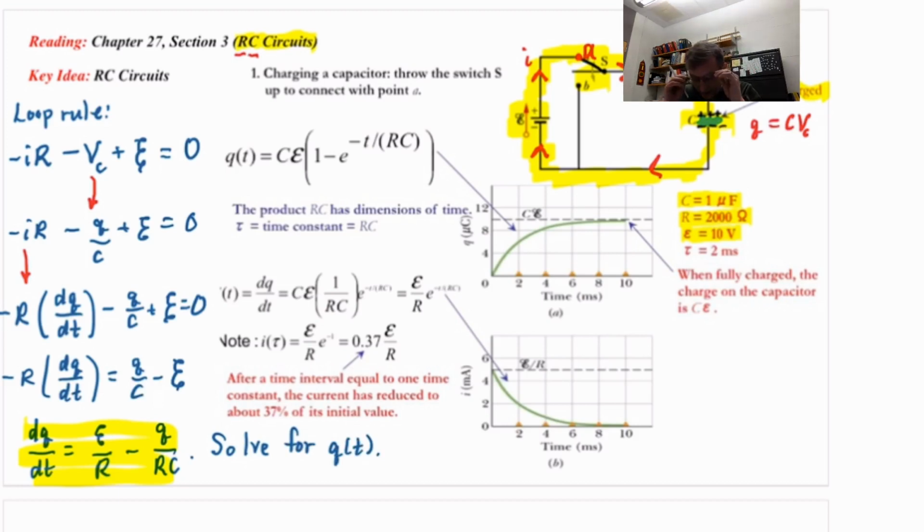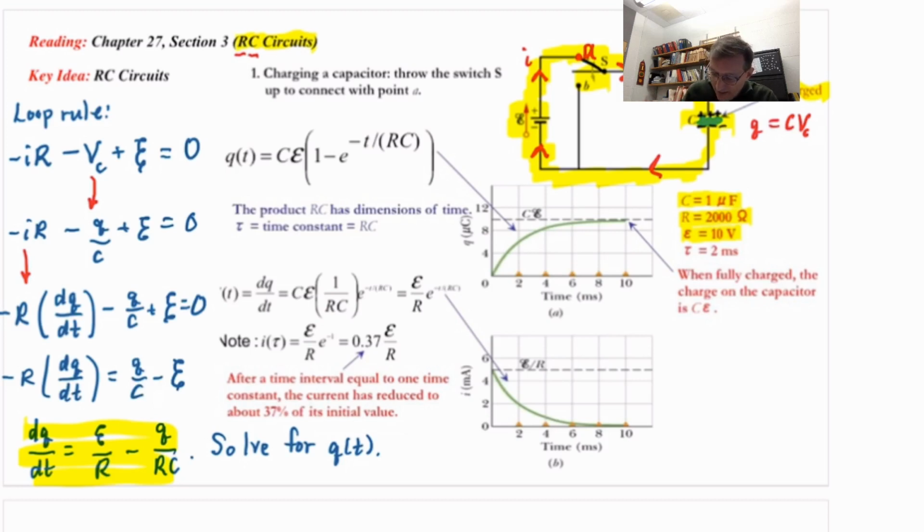Okay, so now that I'm at this point, this is what the loop rule has obtained for me, this differential equation. I need to solve it. I will tell you that the next bit I'm about to do is not something that you would be asked to do on a homework or a quiz or an exam. And so you are, if you wish, allowed to skip over the next part. But if you're curious as to how to solve this differential equation, I'm going to show you how you do it.